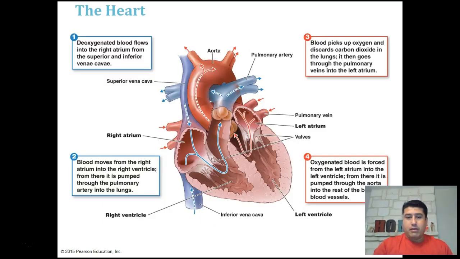Okay. Now, to give you an idea of what the chambers look like inside the heart, here's an internal view of the heart. So again, you see the two chambers up top. These are the two atria, the right atrium and the left atrium, and then you have the two bottom chambers, the two ventricles. You have the right ventricle and the left ventricle.